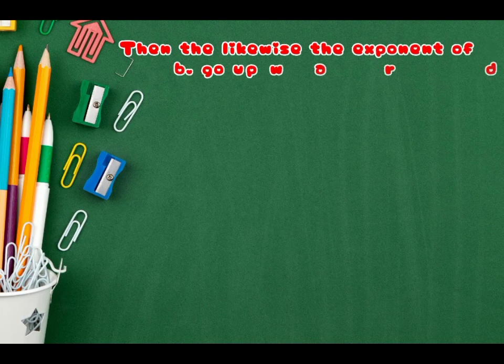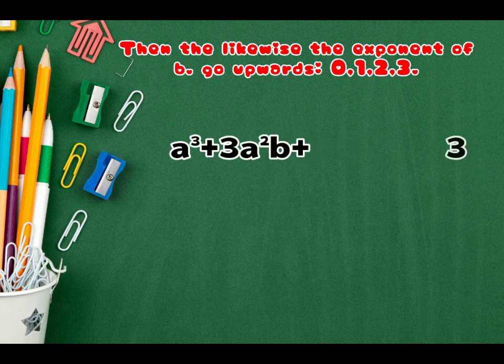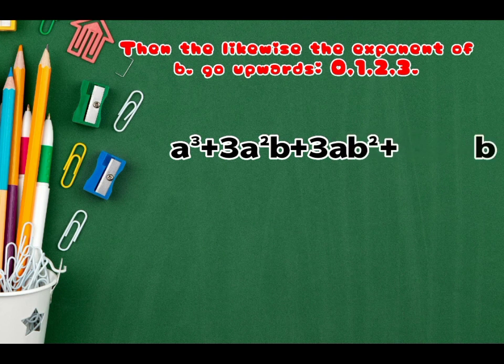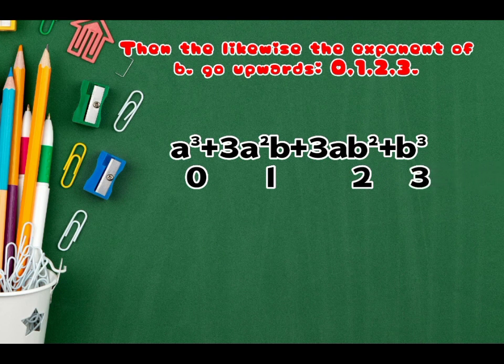Then likewise the exponents of b go upwards, so 0, 1, 2, and 3. This is the exponent of b. For a to the power of 3 it is 0, then 3a to the power of 2 b is 1. Then 3ab to the power of 2 is 2. Then b to the power of 3 is 3.